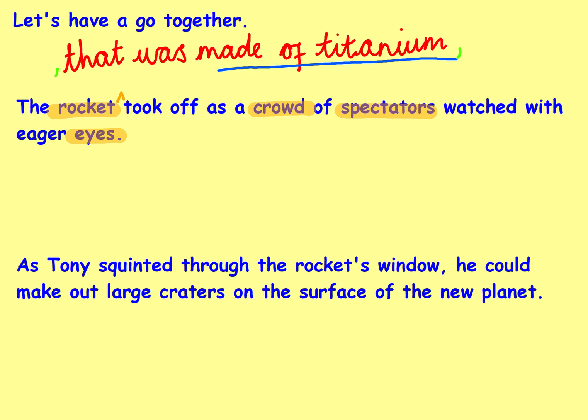As Tony squinted through the rocket's window, he could make out large craters on the surface of the new planet. Can you work out what my nouns are in that sentence before I do? So pause it, tell someone in the room or write them on the paper. My nouns are Tony, rocket's window, craters and planet. So it doesn't matter which one I choose to add my relative clause to. I'm only going to choose one because I don't want to clutter it too much. And I think I'm going to go with craters.